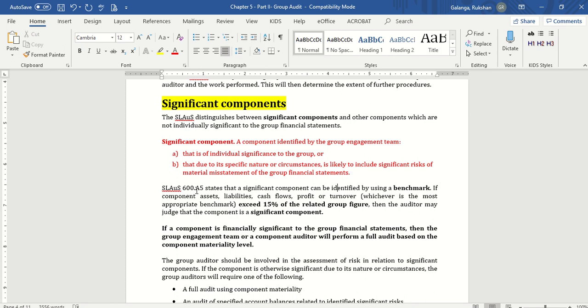අන්න ඒ වගේ මේ SLA US 600 A5 කියන paragraph එක ඔයාලට බලන්න පුළුවන්, මේ standard එක stated that significant component can be identified using a benchmark. අපි පොඩි benchmark එකක් දානවා. ඔයාලට මතකද අපි කතා කරපු materiality level කියන standard එක. materiality level එක determine කරන standard එකේදී අපි ගත්තා සමහර benchmarks. benchmark කියලා කිව්වේ materiality level එක calculate කරද්දී benchmark විදියට අපි ගන්නවා කියව මොනවද?